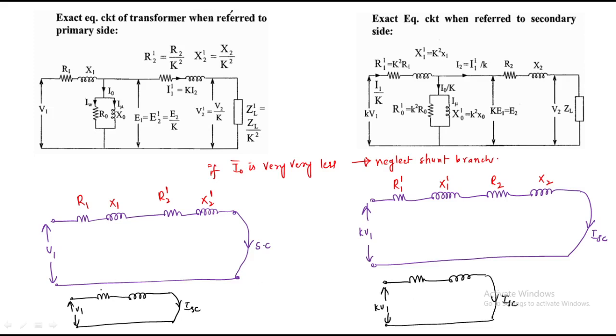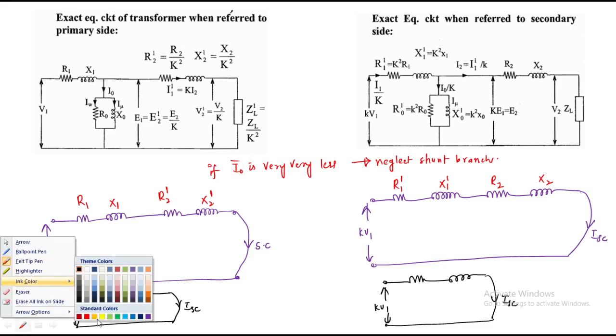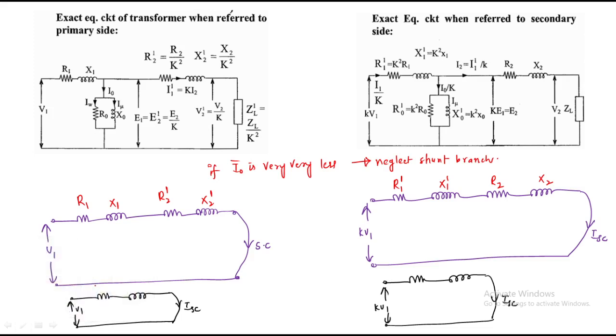Now this resistive branch is R01, with the series branch resistance and reactance R01 and X01. Like that, we have R02 and X02. So we get the series branch parameters referred to primary and referred to secondary. By using this test we calculate R01, X01 or R02, X02.